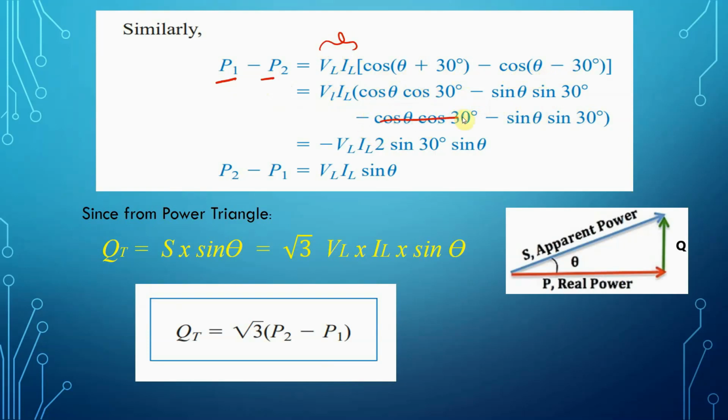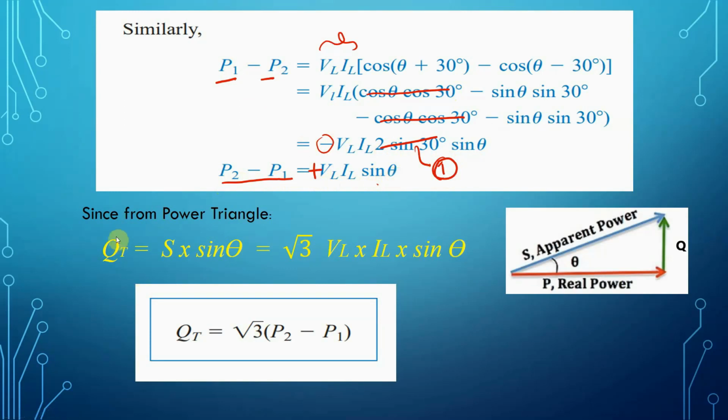I can cancel this part of the equation, right? Now, I will have here sine theta plus 30. So it will become negative 2 sine theta times sine 30, and 2 sine 30 here is equal to 1. Now, to remove the negative here, I will exchange the position of P1 and P2 to make it positive. So P2 minus P1 will give me VL IL sine theta.